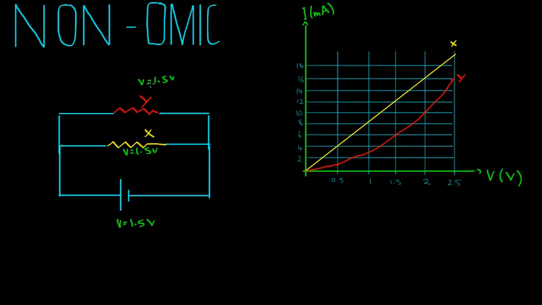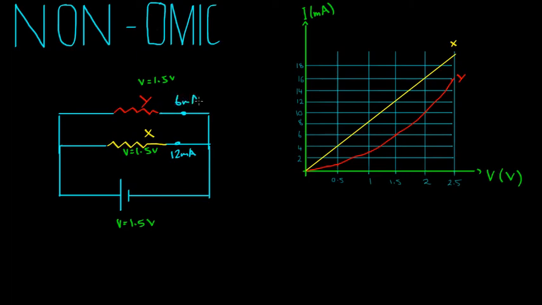The second part of the question involves finding the current through X and Y. If there is 1.5 volts of potential difference across X, we go to our graph, we find 1.5 volts and we go up, and we find how much current would flow through it, 12 milliamps. So there are 12 milliamps of current flowing through X. Flowing through Y, let's find out how much current there is. Well, if we apply 1.5 volts of potential difference to Y, we get 6 milliamps of current.